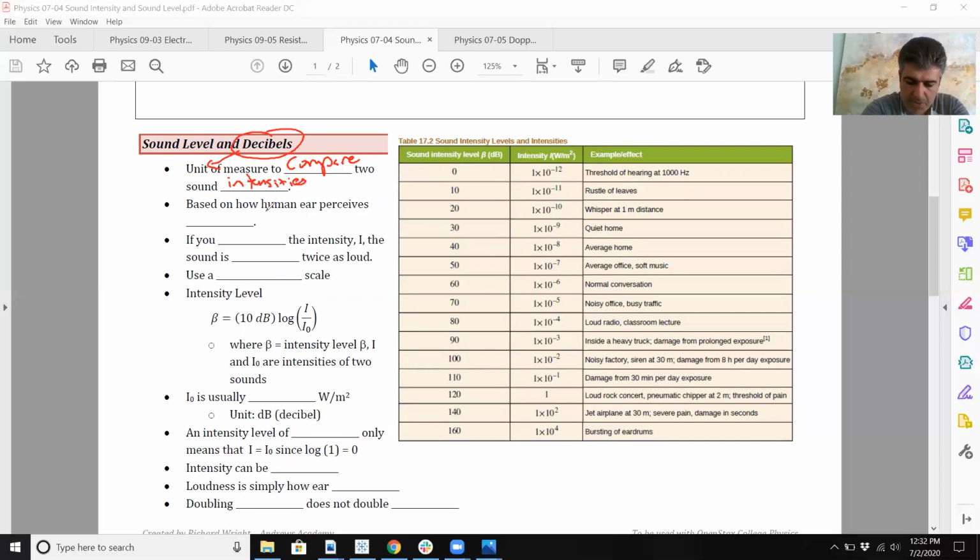It's based on how humans perceive loudness. If you double the intensity, the sound is not necessarily twice as loud because it's on a logarithmic scale. If you think about it, that's log base 10.